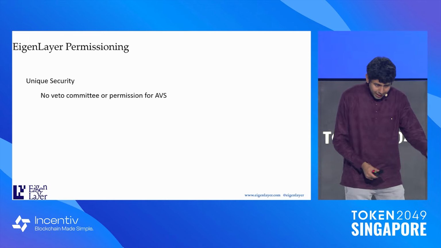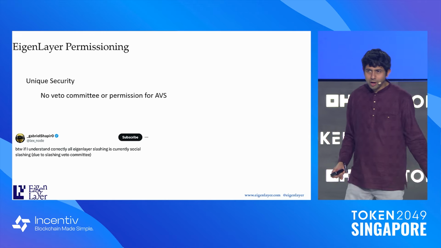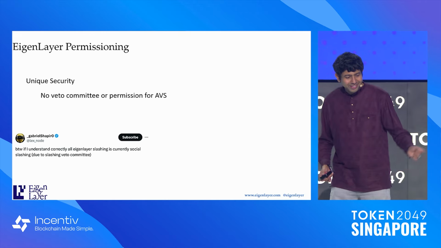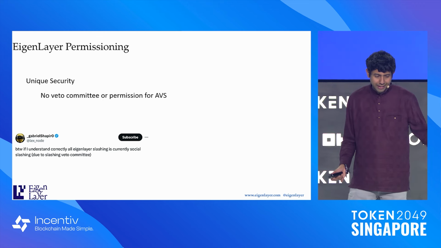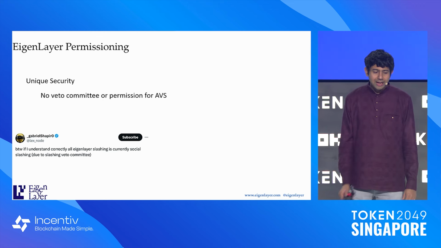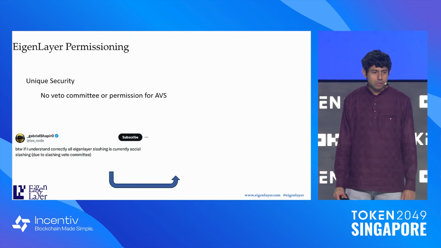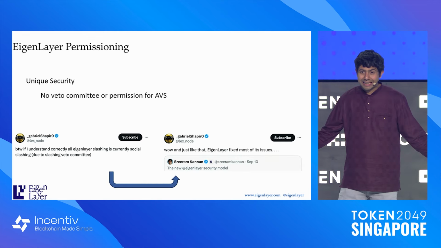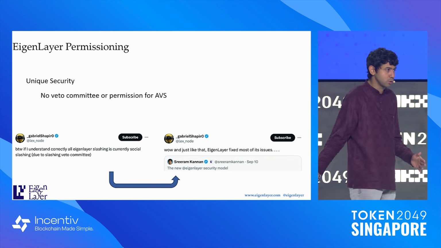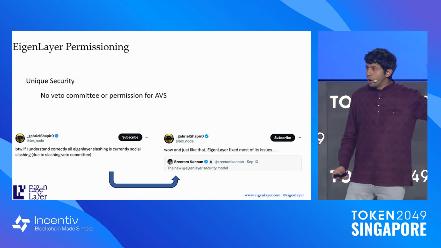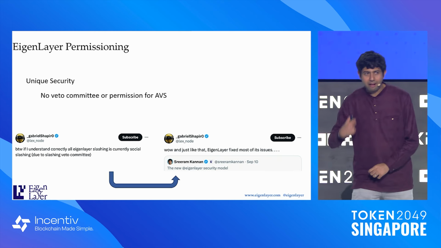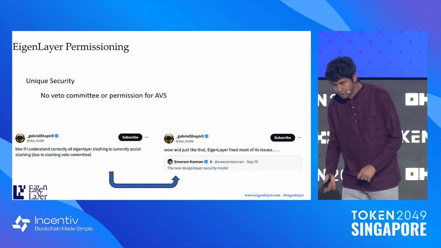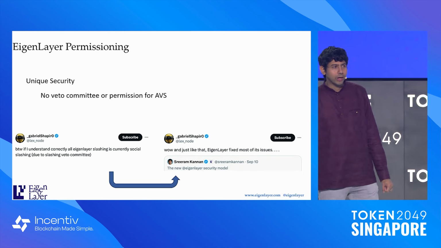Here's Shapiro, a super lawyer in the crypto space. He said, EigenLayer slashing is all social slashing. This was several months before. And then after he saw our new proposal, he said, wow, and just like that, EigenLayer fixed most of its issues. So we're not only building a protocol based on ideas that we already have, but listening keenly to our users and the community to see how we can improve it.